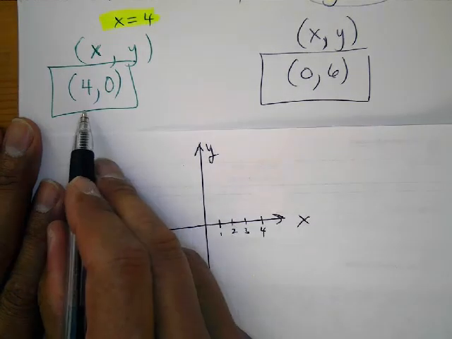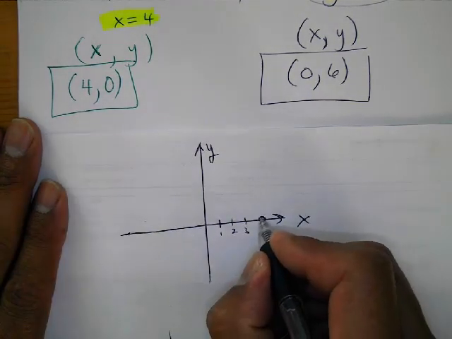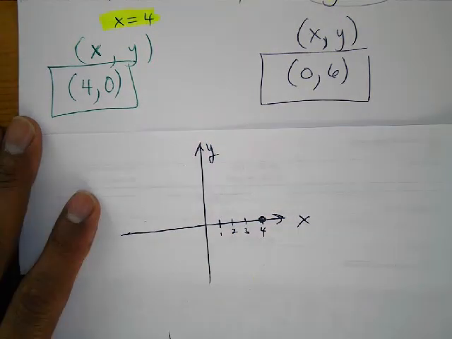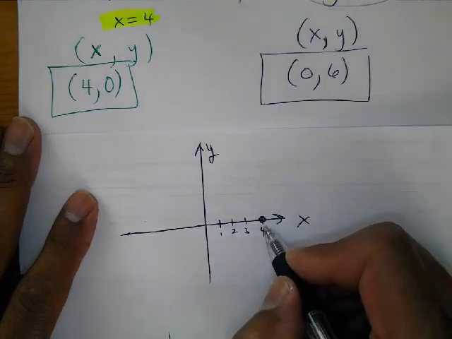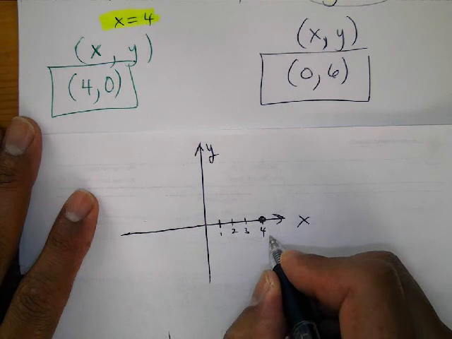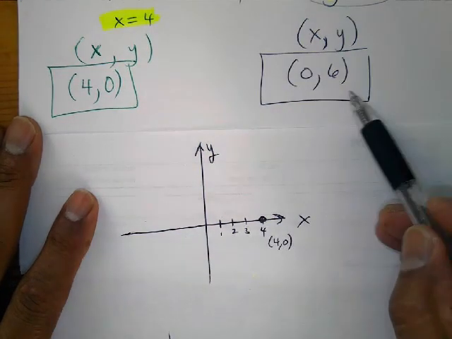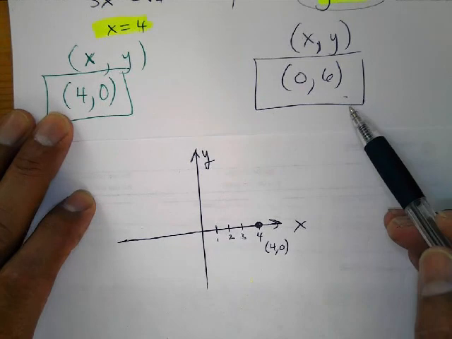What's this one? x is 4. Go to x, go to positive 4. 1, 2, 3, 4. x is positive 4, 0. 0 on the y. I don't go up or down on the y. Okay, that's your x-intercept. That's your 4, 0.